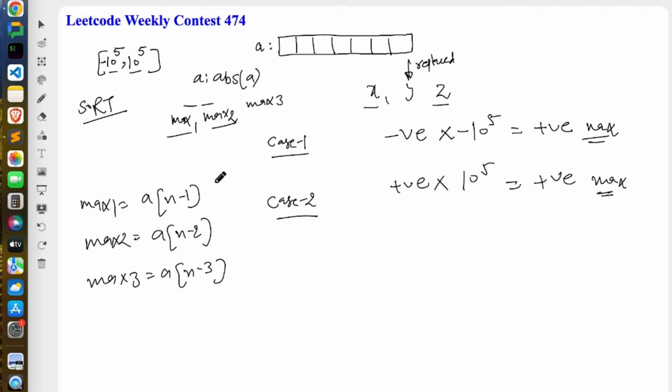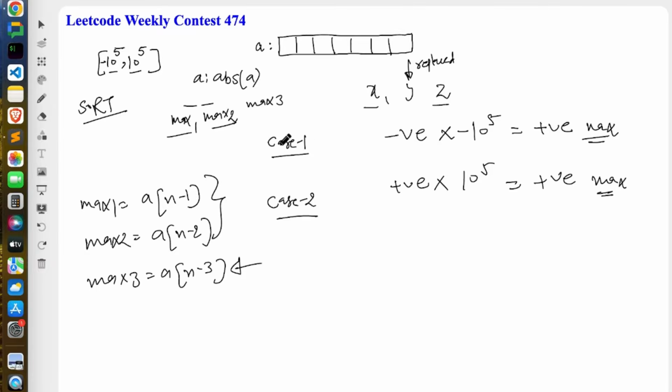What we will do, we won't be touching these two numbers because these two give the max result in this array A. So these two are the unreplaced numbers, and we will replace max3 with either minus 10 to the power 5 or 10 to the power 5, based on the multiplication of max1 and max2, right? So yeah, I hope you understand this problem.